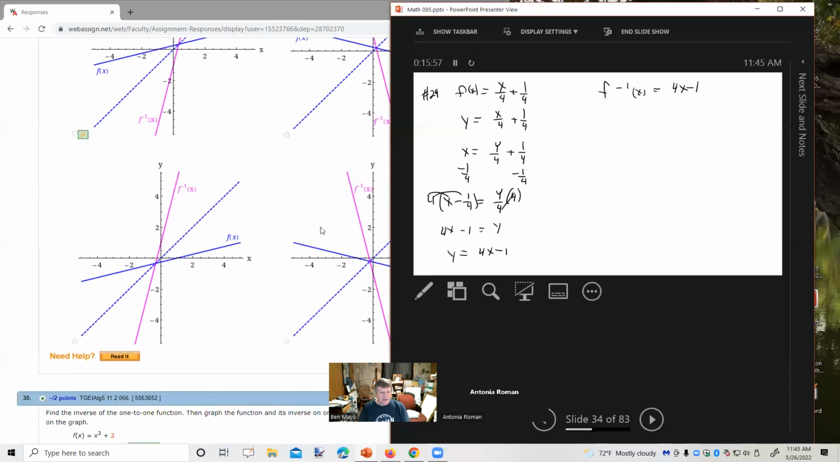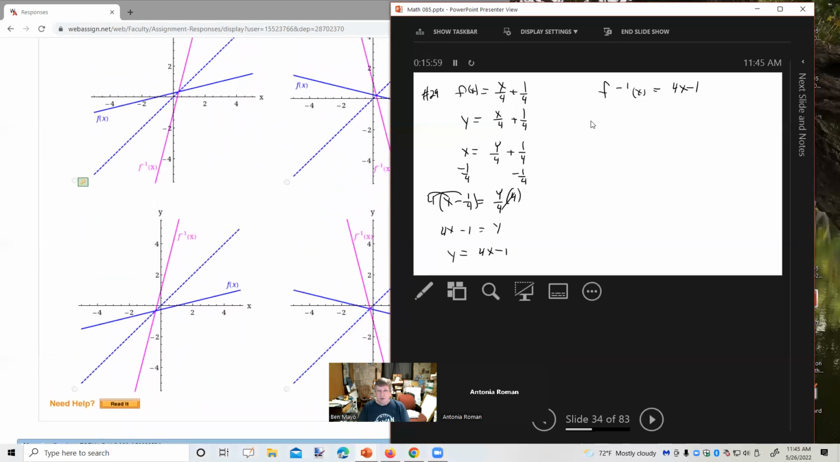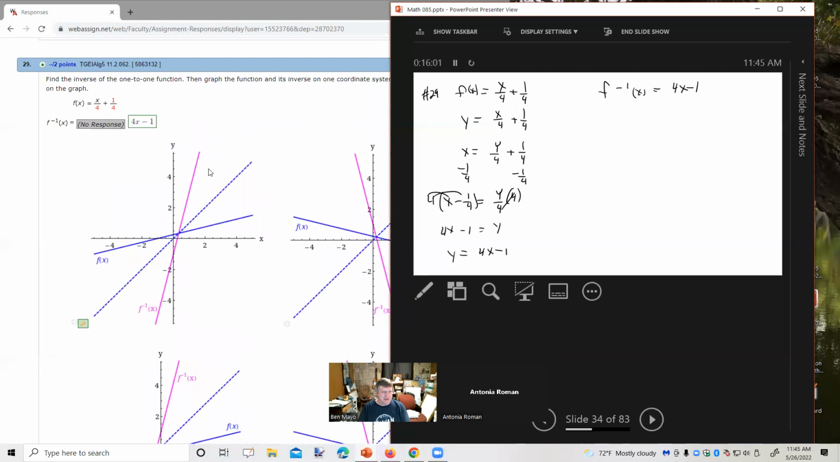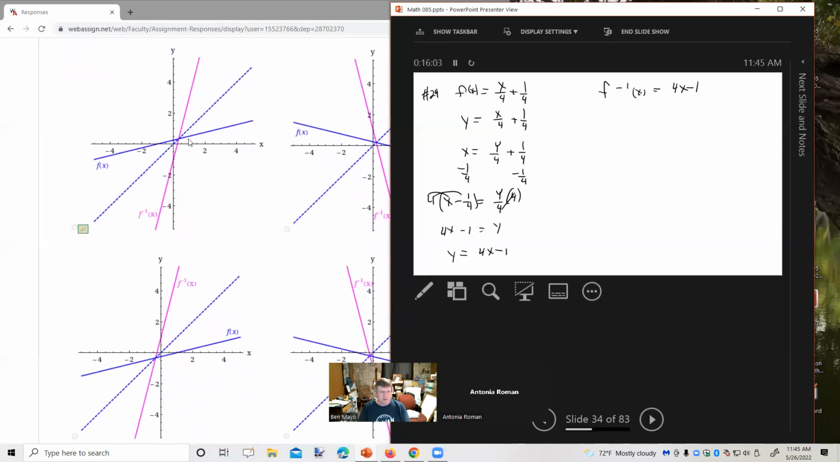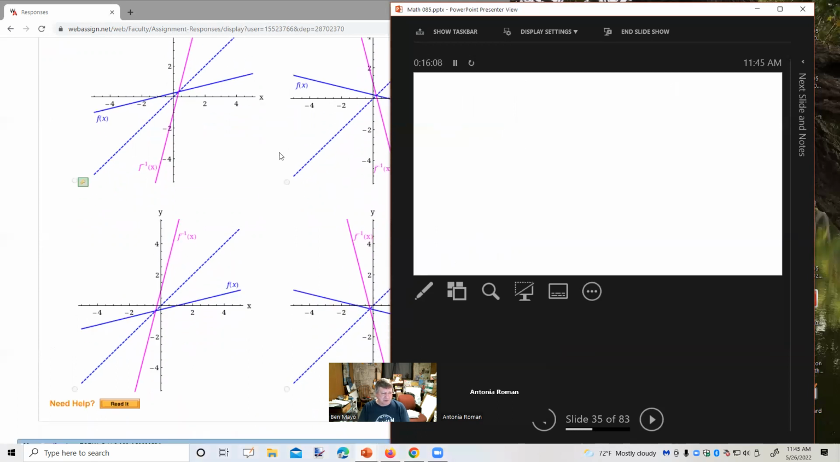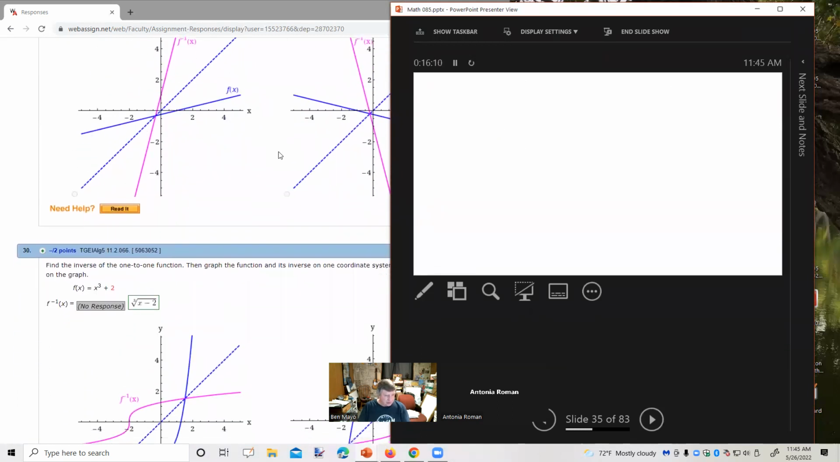In fact, I wish they would make it quicker if you knew which one was the red line and which one was the blue line, but maybe they're consistent, I just haven't figured that out yet. All right, 30.